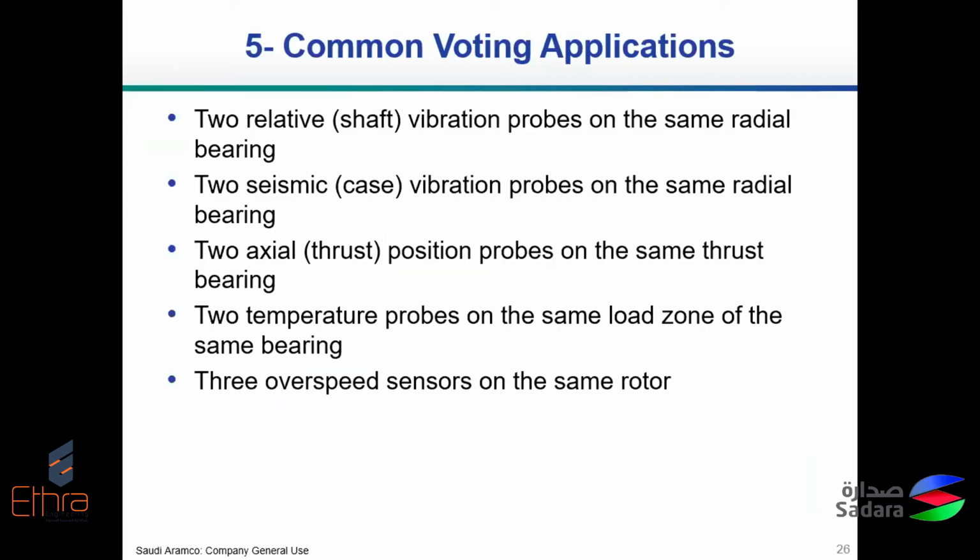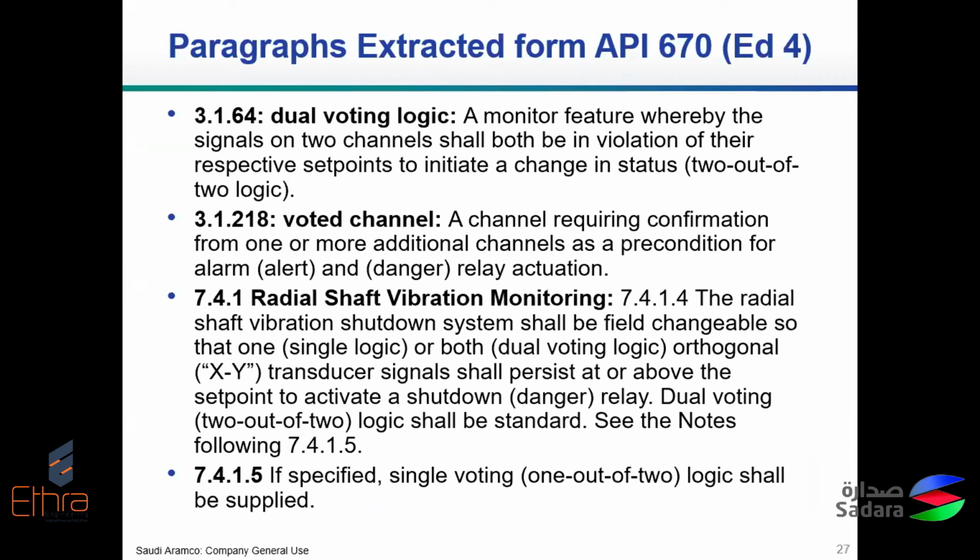So these are common applications of voting, and we already explained them. Sometimes it is used for axial probe, sometimes it is used for temperature elements, sometimes it's used for the radial vibration transducers. And again, we have some literature for you. This is an extract from API 670 for your quick reference. If you don't have access to the original document, hopefully this is going to help you.